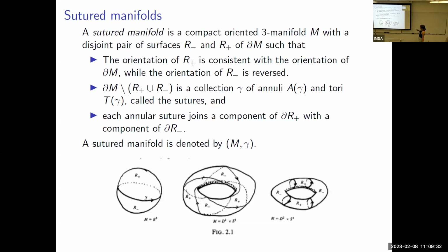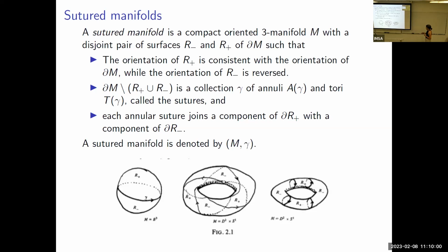When we remove those surfaces from the boundary of M, we are left with a collection of annuli and tori. Moreover, we require that this collection of annuli joins the boundary of R plus and R minus. And so we are going to be using this notation for a sutured manifold.